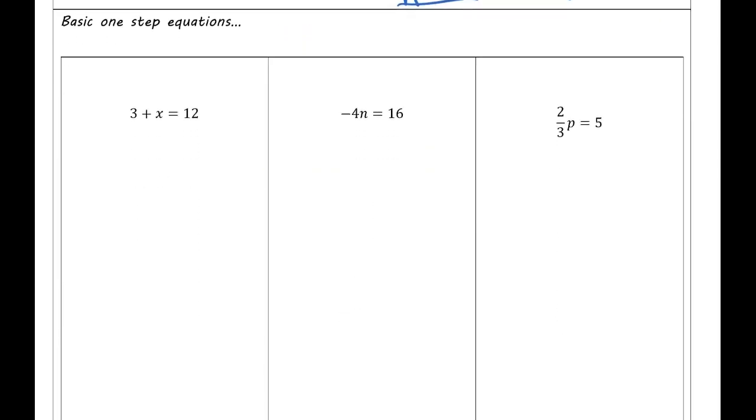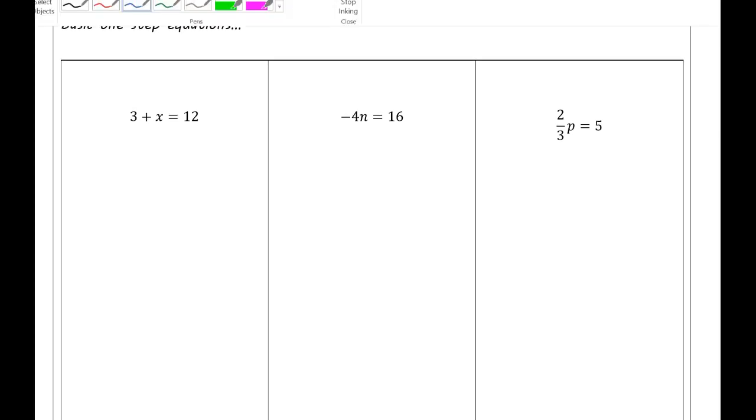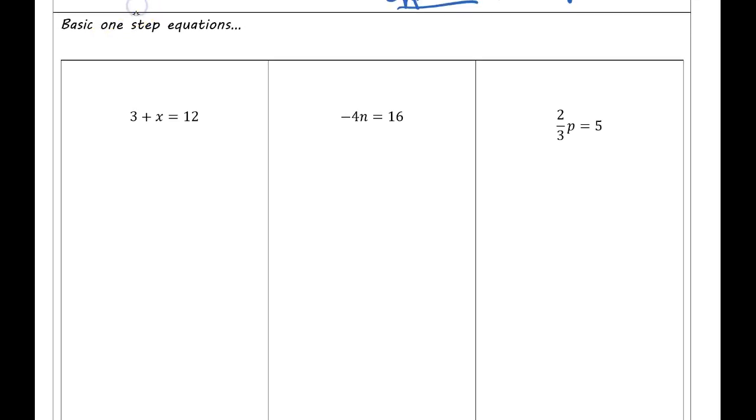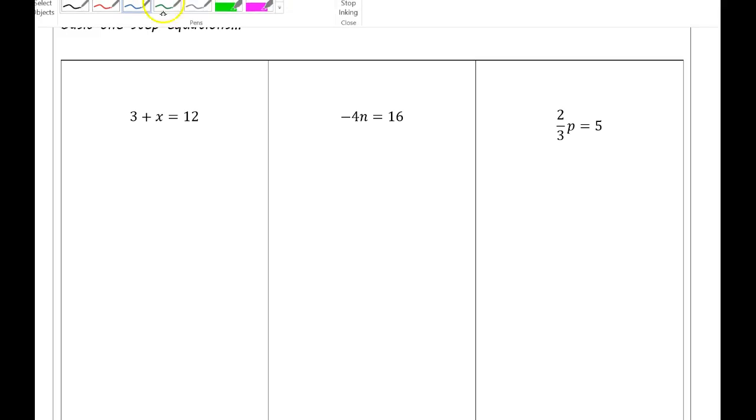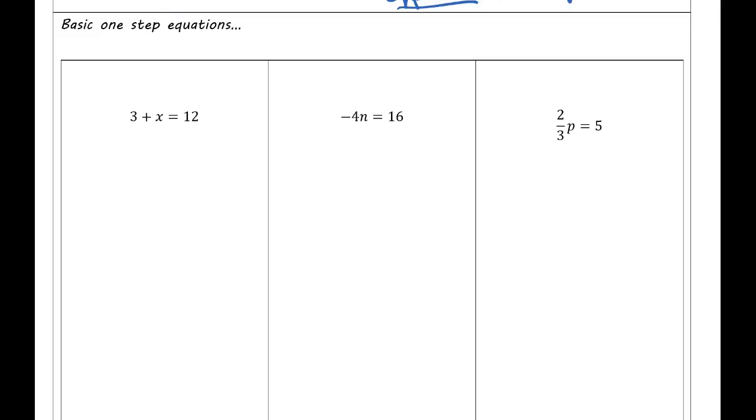Okay, so basic one-step equations. Let us start. All right, we're going to go to something like this. Now, I realize you can do this in your head. Okay, 3 plus some number equals 12. Well, you know that that number's 9. You know the answer is going to be 9. But we want to do this with legit algebra because sometimes it's a funky fraction or decimal that you can't do in your head. Okay, so how do we do it?